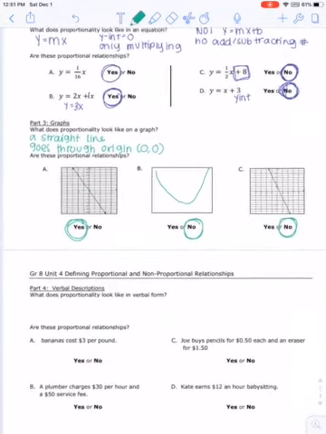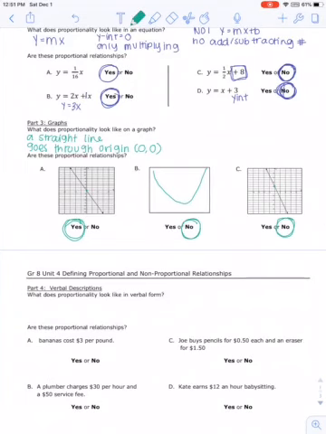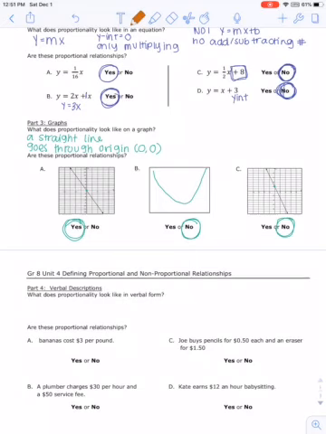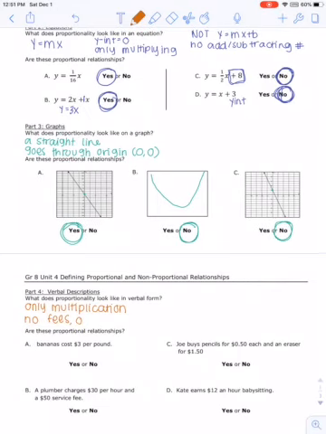Now we're going to talk about verbal description. So what does proportionality look like in verbal form? In verbal form, it is only multiplication. So in verbal form, it is a phrase or situation that implies only multiplication happening. So that means there are no fees or constants in our word problems. So let's look at these examples.